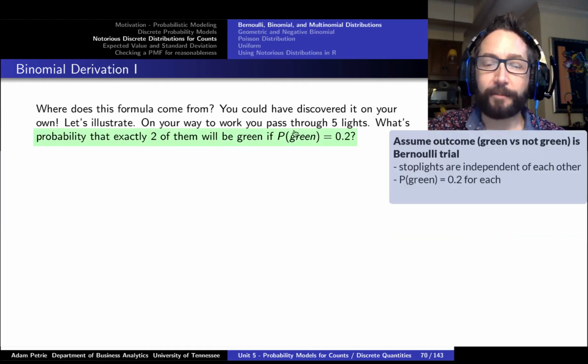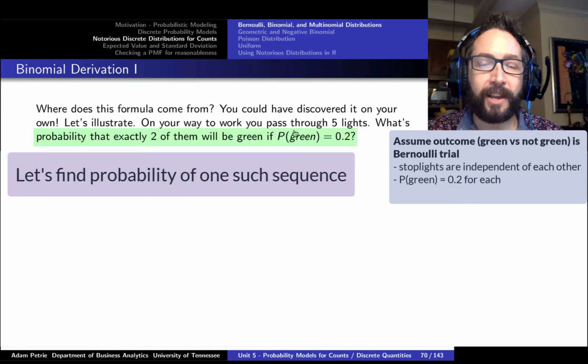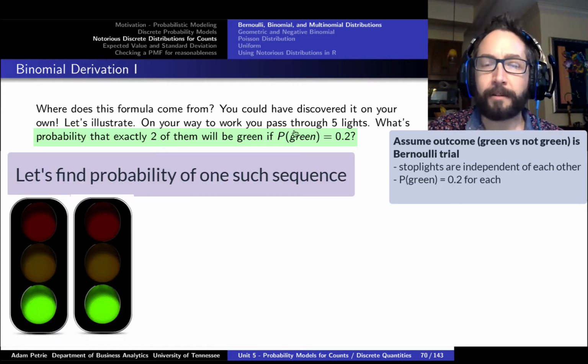So let's try to figure out the probability that exactly 2 of these stoplights are going to be green. And we'll assume that each stoplight has a probability P of 20% of being green when we show up to it. All right, well, one way that we could observe exactly 2 greens is if the sequence of lights was green, green, red, red, red.